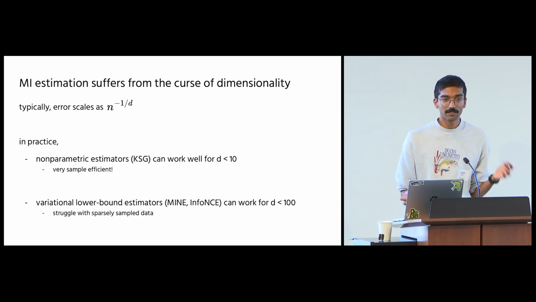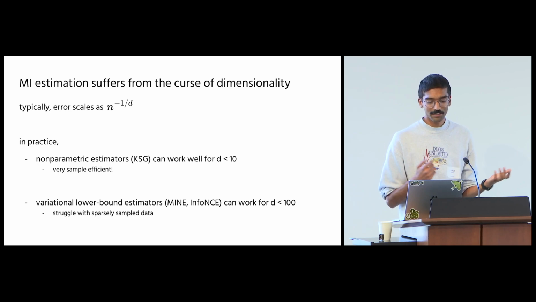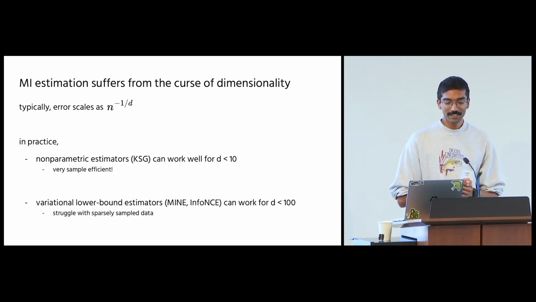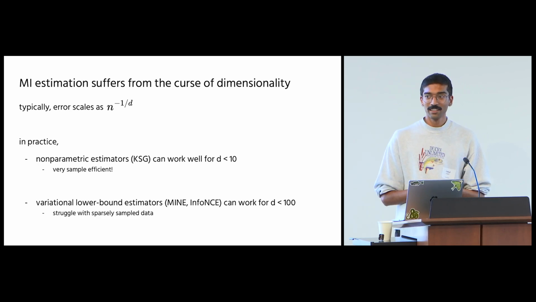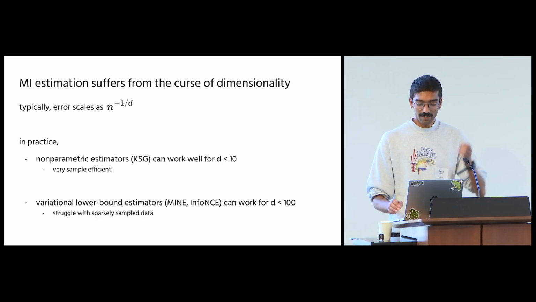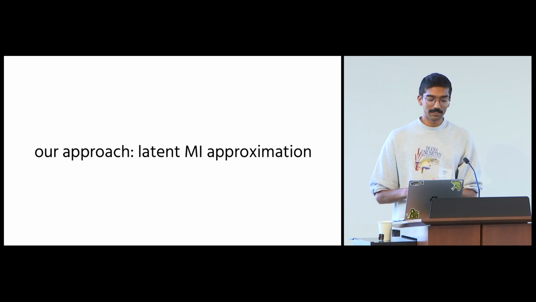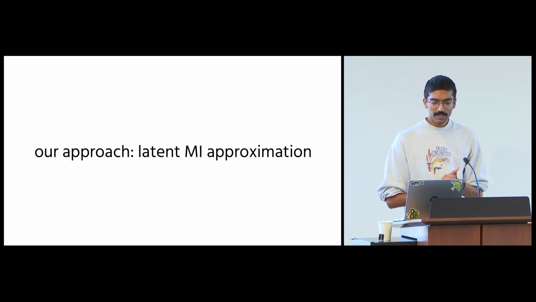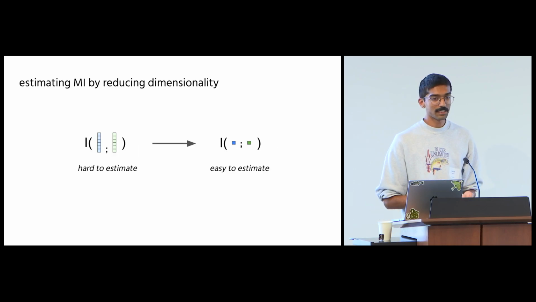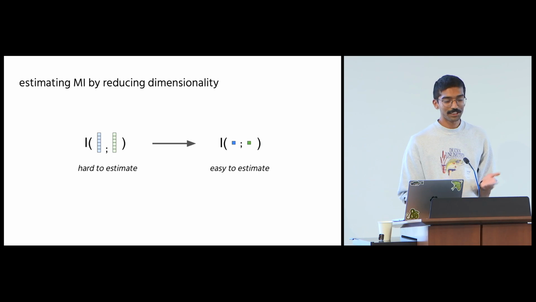Okay, so this is the landscape, and the problem we want to solve is basically to have a sample-efficient estimator that works well in high dimensions. But at the same time, we can't really beat the curse of dimensionality. It's pretty fundamental. So the approach we're going to take, which we call latent MI approximation, is to make just a super strong but potentially reasonable assumption about our data, which can let us estimate MI.